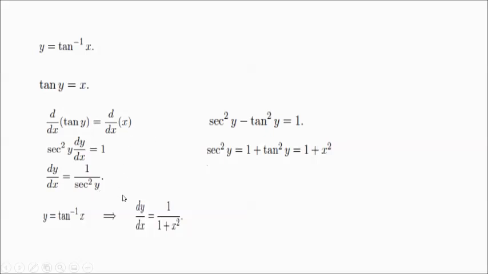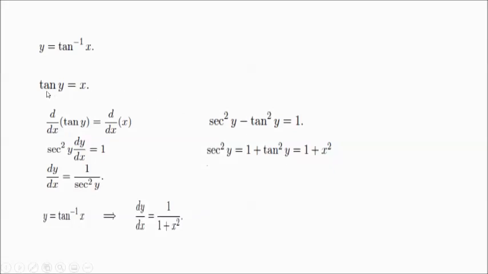Okay? Ngayon, gusto natin in terms of x ito. Paano natin magagawa in terms of x? So let's go back sa trigo identities, class. So we have secant square y minus tangent square y is equal to 1. Take note, this is from your trigo subject, trigo identities. Now, we can get yung secant square y. That would be equal to 1 plus tangent square y.